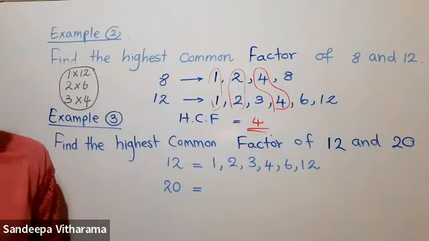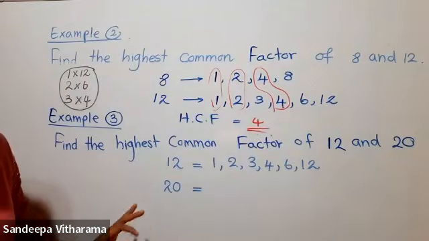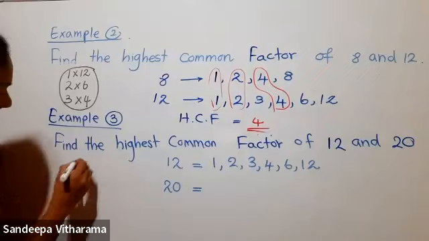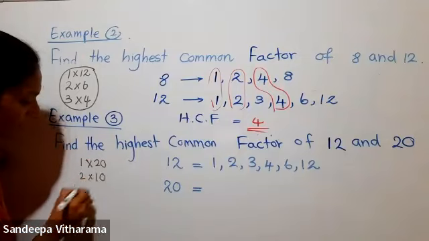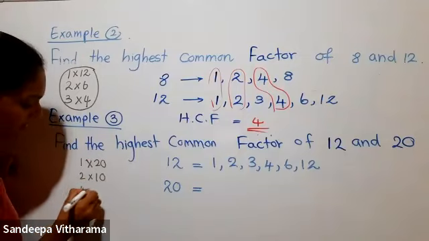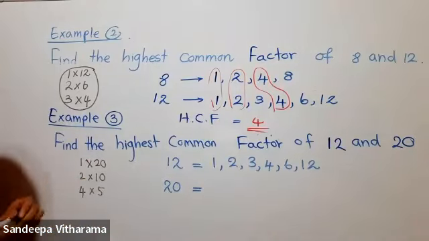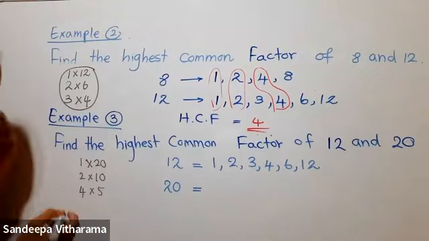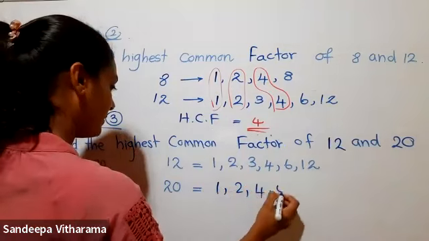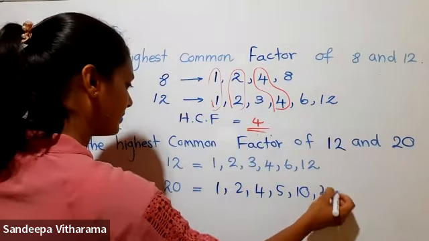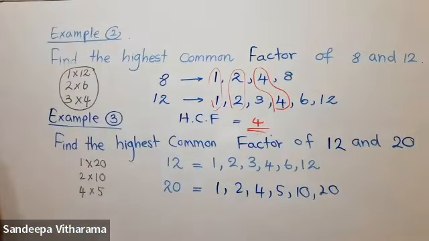1 times 20. Yes, 1 times 20. 2 times 10. Very good. Okay. 4 times 5. That's all, no? Then we can write the factors. They are 1, 2, 4, 5, 10, 20. These are the factors of 20.